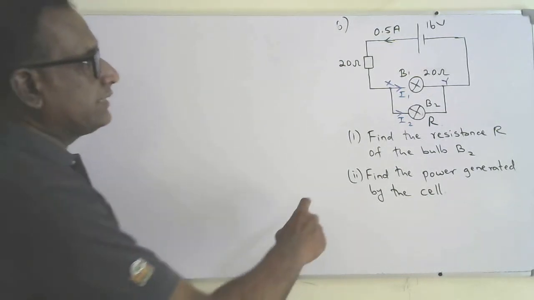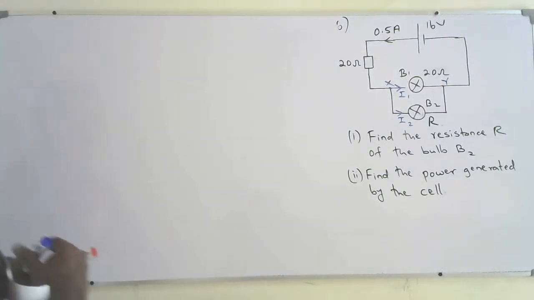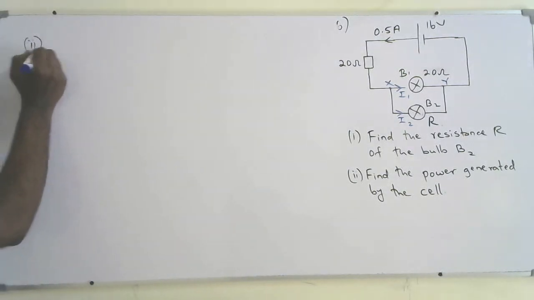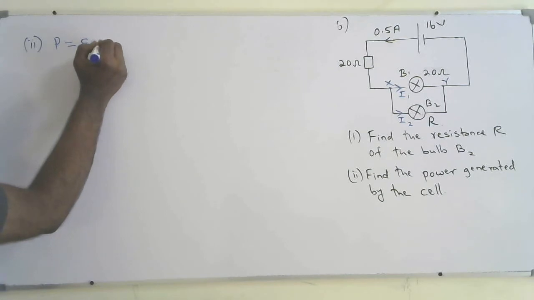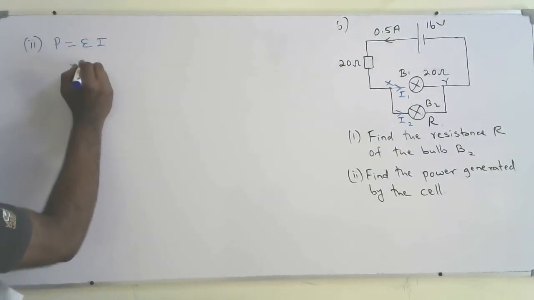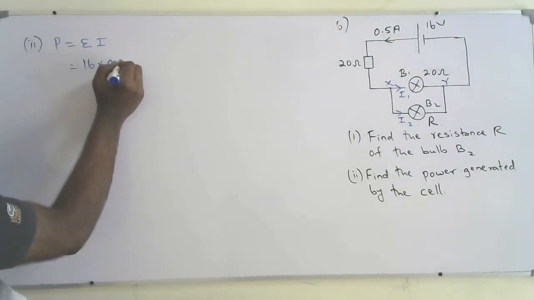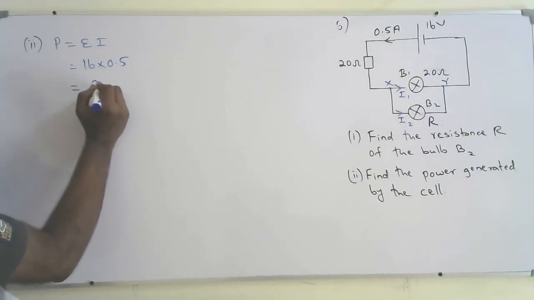So second part, find the power generated by the cell. That is simple. We can say P equal EMF times I. EMF we know 16 volt into current 0.5 ampere. So that will be 8 watts.